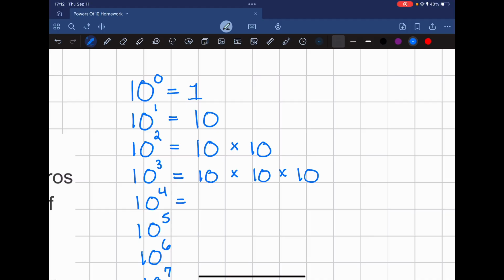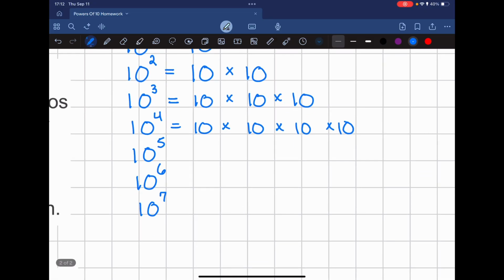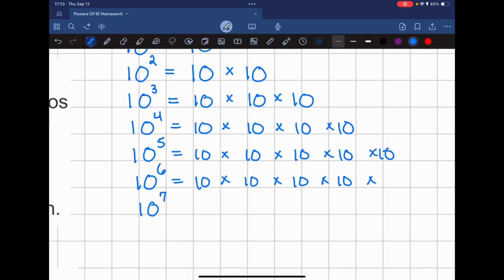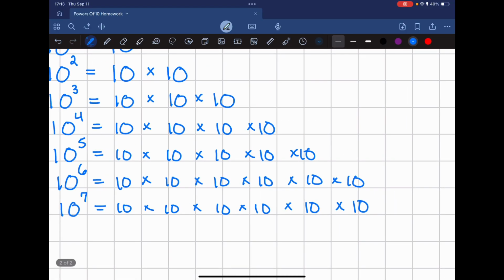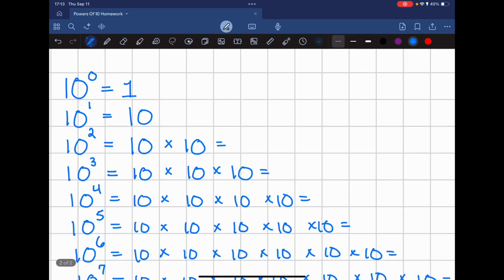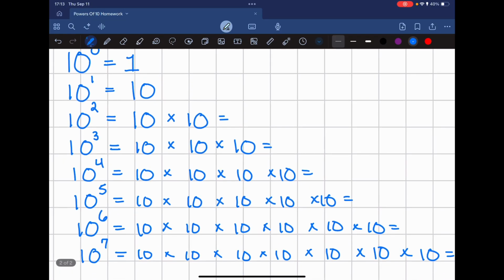I'm just going to go ahead and finish this out. I have 10 times 10 times 10 times 10 times 10. Four, five, six. Oh, and one more. Six, seven. All right. Kids are smart. They have figured this thing out, okay?